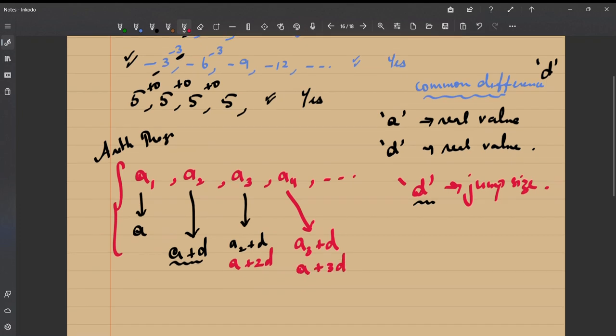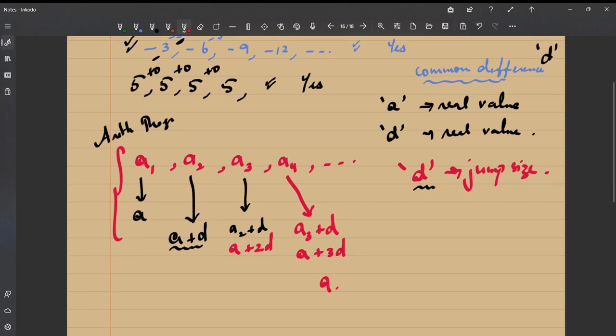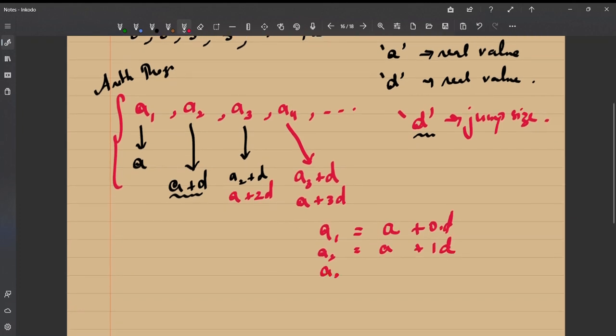Now let me write it out clearly for you. a1 is a, or can I write it as a plus 0d, because 0d is 0, and a2 is a plus 1d, right? And a3 is a plus 2d. Look at the correlation here. The first term has a 0 multiplied with d. The second term is 1 multiplied to the common difference. The third term is 2 multiplied to the common difference. It just increases by 1. Look at a4, which is equal to a plus 3d.